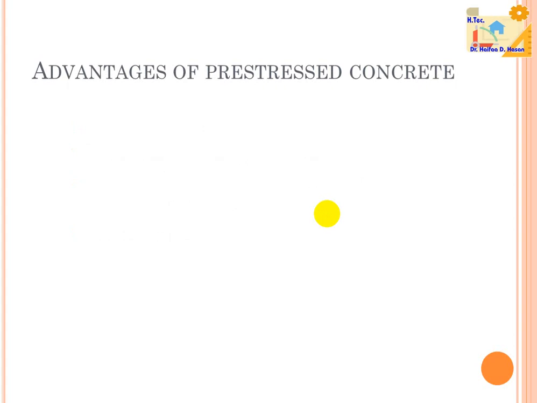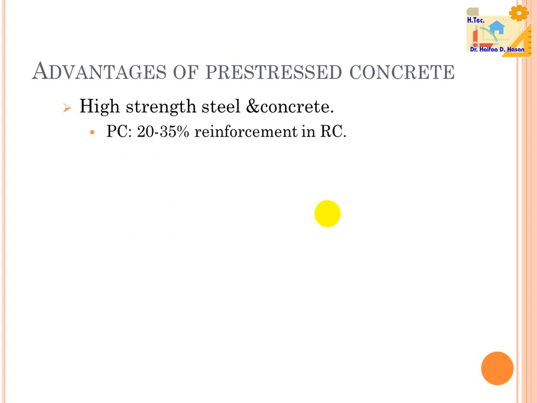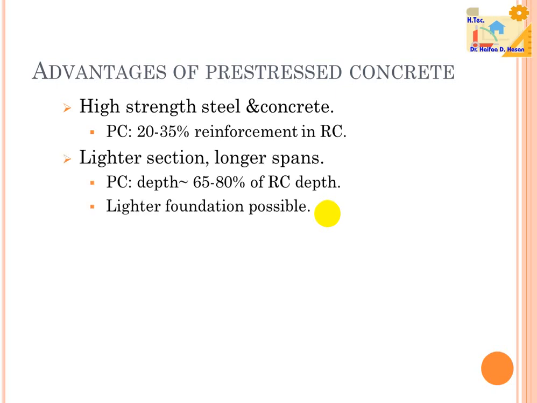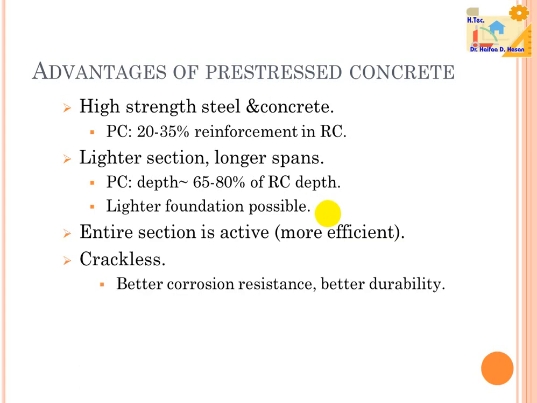Advantages of pre-stressed concrete: high strength steel and concrete. Pre-stressed concrete uses 20 to 35% of the reinforcement in reinforced concrete. Lighter section, longer spans. Pre-stressed concrete depth is equal to 65 to 80% of reinforced concrete depth. Lighter foundation possible. The entire section is effective, more efficient.